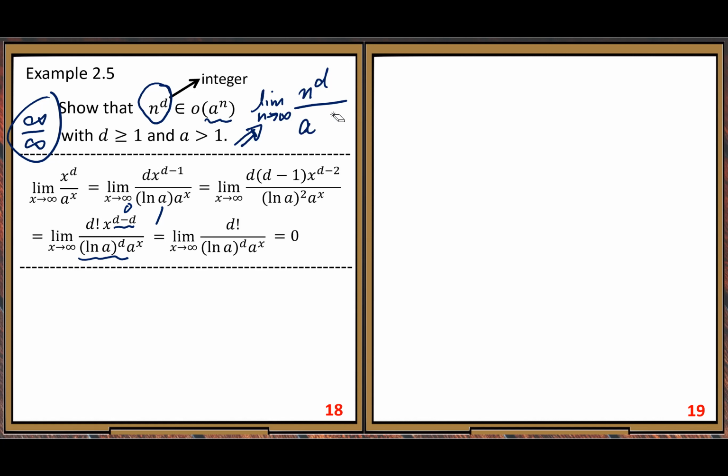Oh, this time we need to use n. Also 0. Okay, yeah. So it's legal. We can move from this continuous variable version of the limit to the discrete variable version.